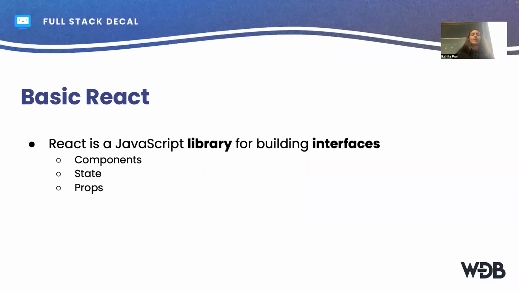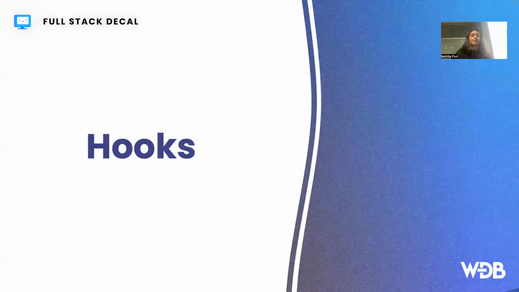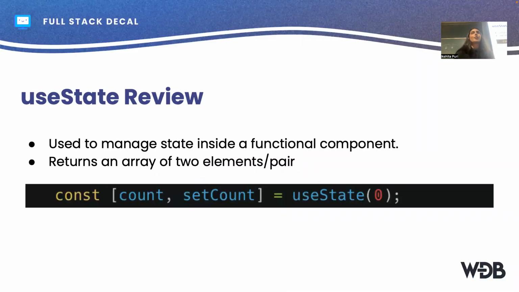Okay, we're going to start with a little recap. So we introduced React last lecture, which is just a library to build better UI and interfaces. So we covered 3 main aspects: components, state, and props. Now we're going to go to hooks. So there are 2 main hooks: use state and use effect. We covered use state last lecture.